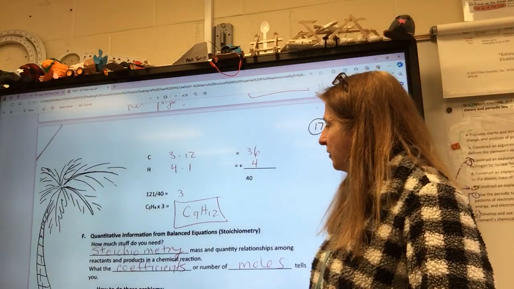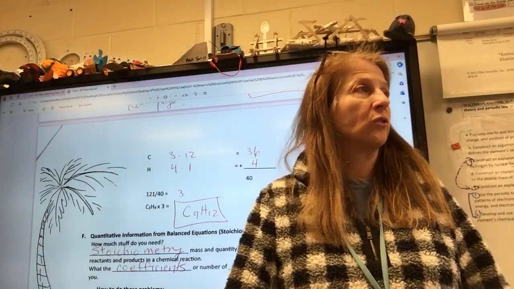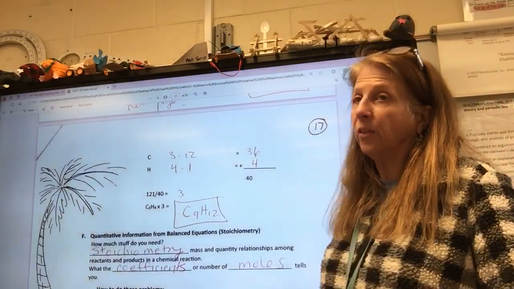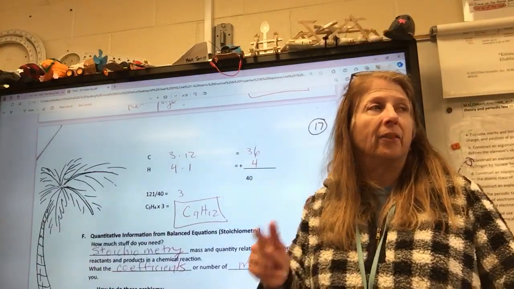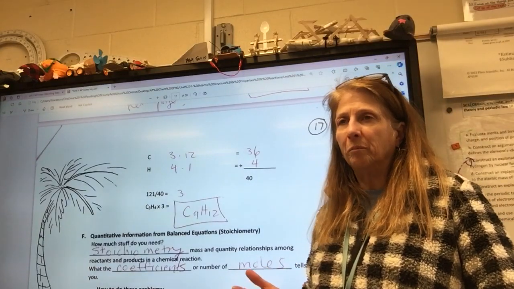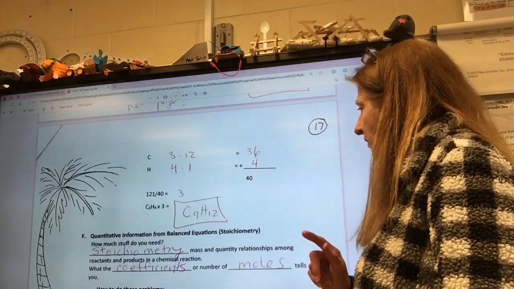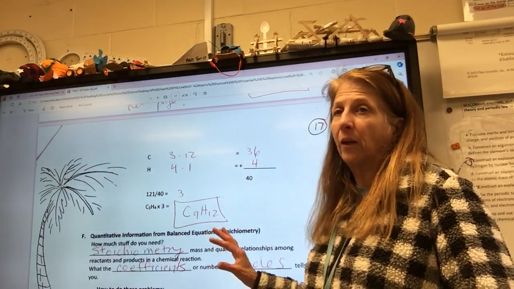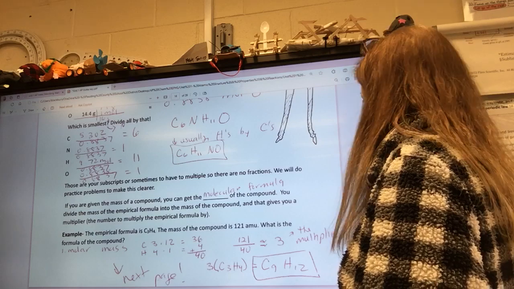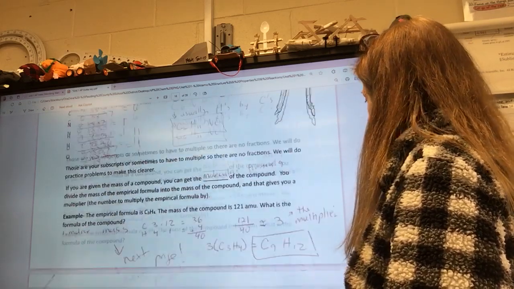Okay, quantitative information from balanced equations or stoichiometry. We are not going to do the whole thing because y'all get ahead of the other class for some reason. Usually third period does everything more, but for some reason y'all move faster than they do. So we're just going to talk about the first problem here, because we don't want to get ahead of them. Okay, whoops. There's our green pants.